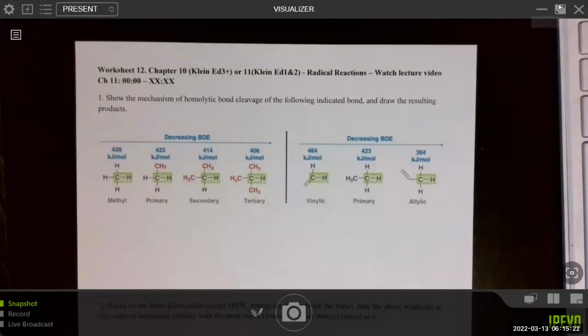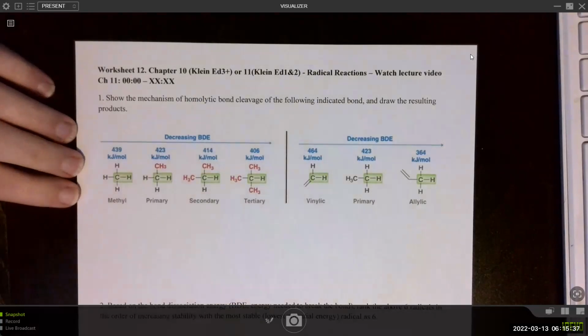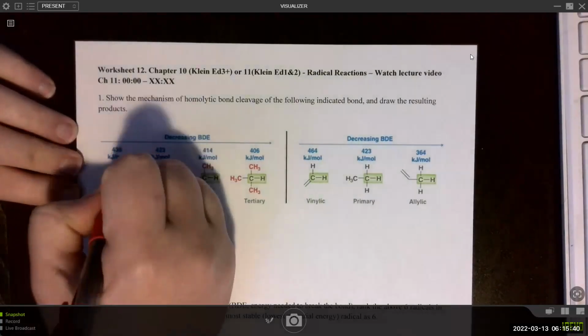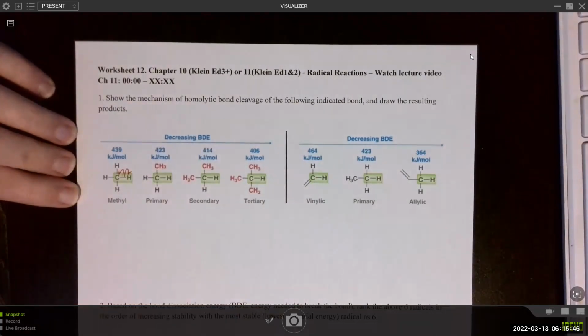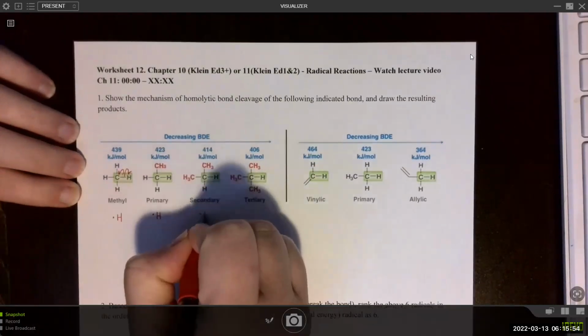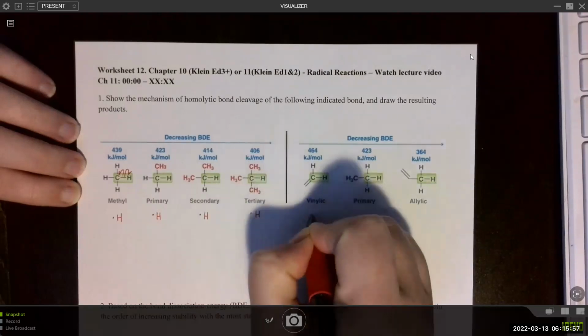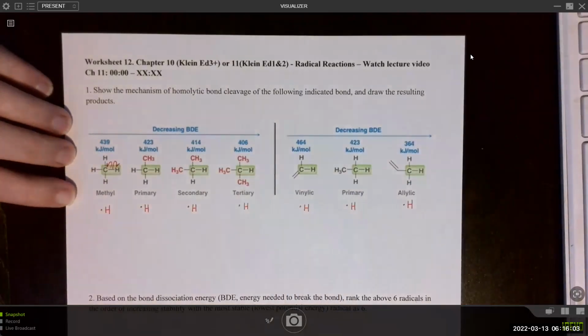Okay, so we are going to be showing the mechanism of homolytic bond cleavage and then draw the resulting products. So it's showing you the indicated bond, and to draw the mechanism, you just need to use our fishhook arrows to form the two radicals if we were homolytically cleaving that bond. So in all of these cases, we're going to form a hydrogen radical. But the carbon radical will be different in each case.